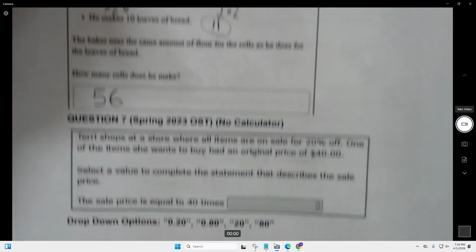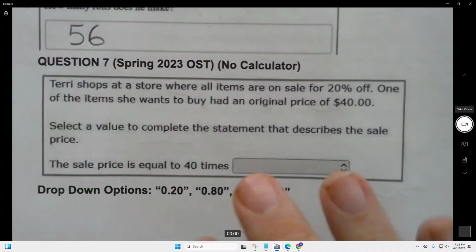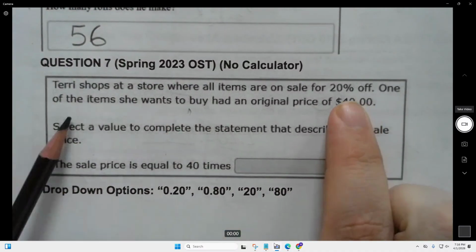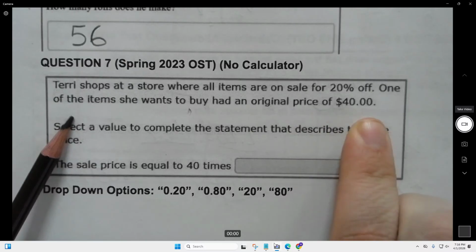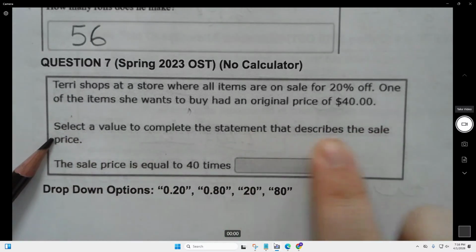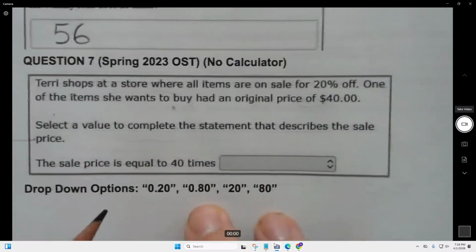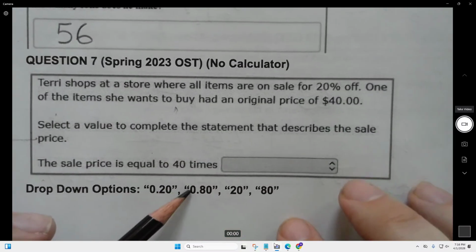Let's go to question 7. Terry shops at the store where all items are on sale for 20% off. One of the items she wants to buy had an original price of $40. Select a value to complete the statement that describes the sale price. The sale price is equal to 40 times what?